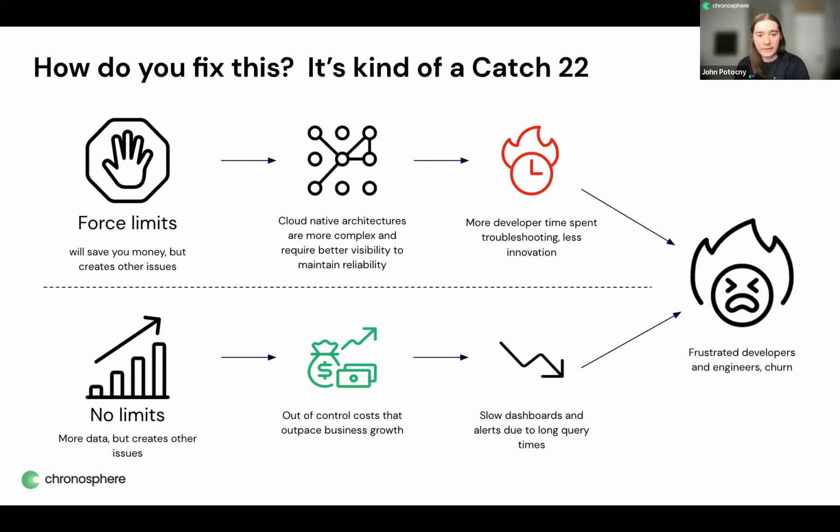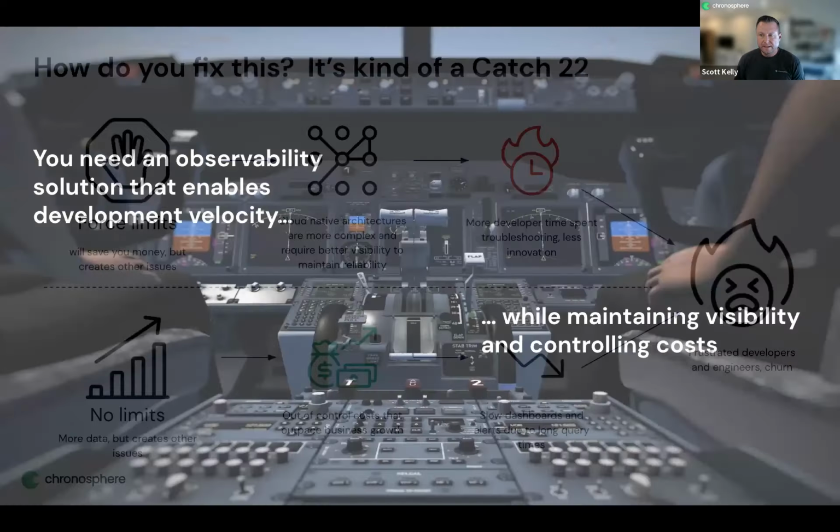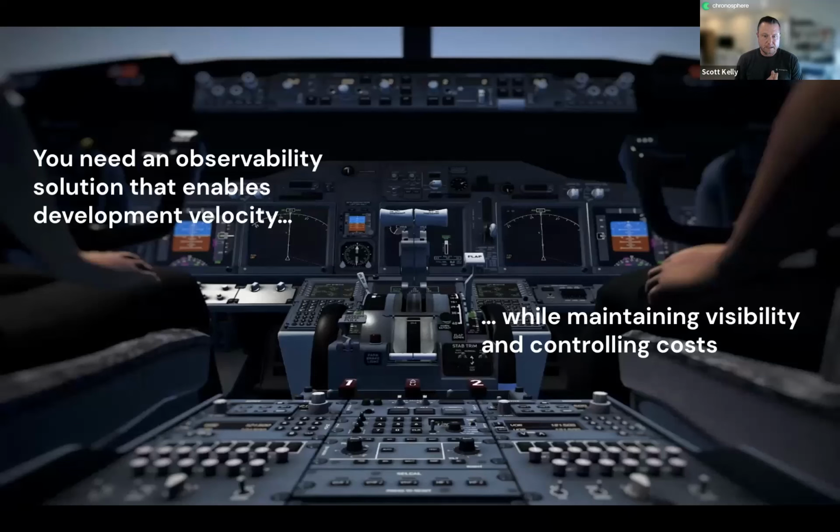But it's the reality that a lot of teams running cloud native end up in, where they're really just trying to strike the best possible balance between two really tough situations, because that's all that is available to them with the tooling that they have. Yeah. And so you really need a solution that lets developers keep their velocity, right? Push the code out there, make the fixes, make the updates, do the experiments, but you also need to maintain that visibility and control those costs. And that's really what Chronosphere is about, right?